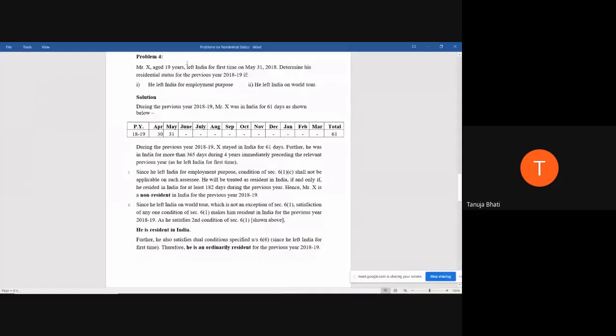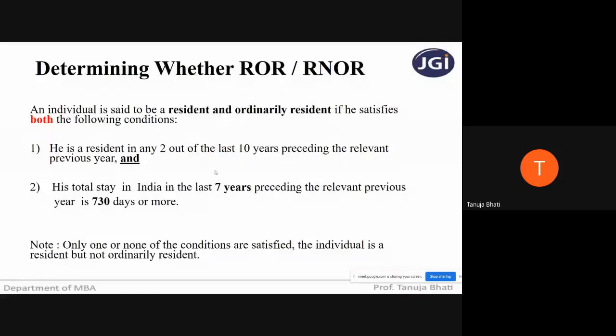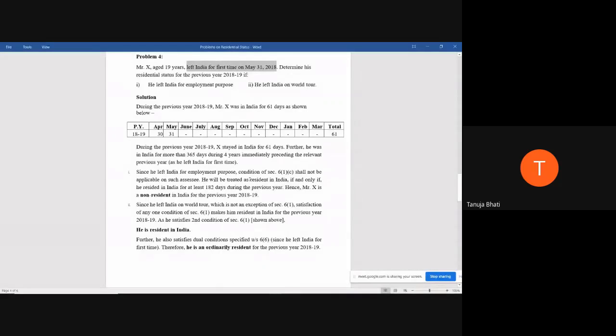What is happening in this case? He's leaving India for the first time on May 31st, 2018. When he's leaving India for the first time on May 31st, 2018, before that there are many years; you can take it as 10 years or 7 years. Obviously, he has been a resident in 2 years out of 10 years, and his stay in India is 730 days or more in the last 7 years. So therefore he becomes resident and ordinarily resident. Have you understood this part?